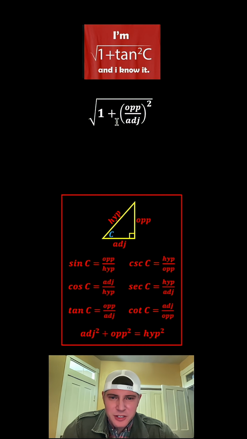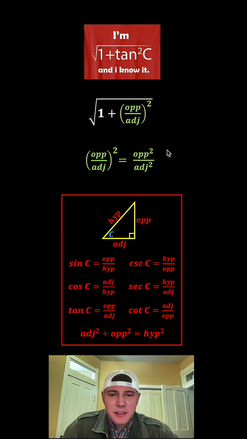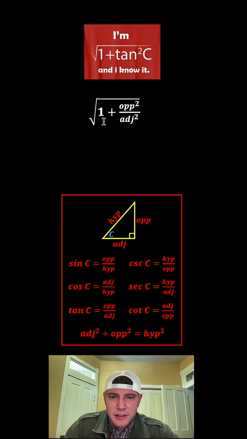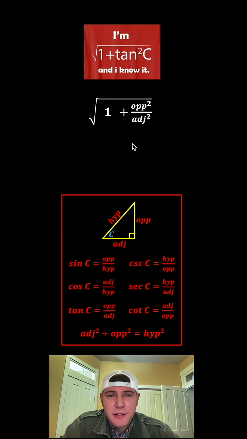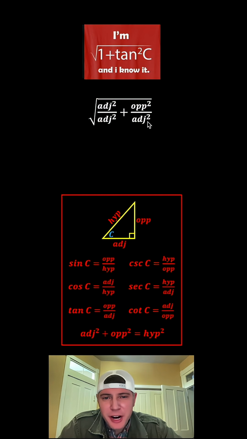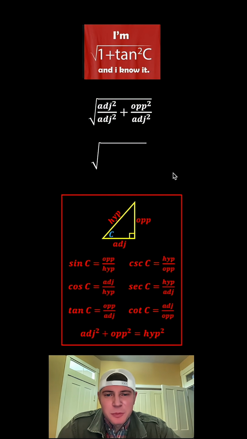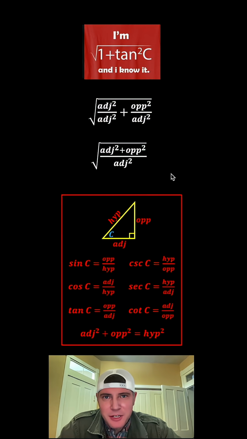And then next, let's focus on this whole thing. If you have a fraction that's being squared, that's the same thing as squaring the top and the bottom. So we can rewrite opposite over adjacent, squared, as opposite squared over adjacent squared. And let's change that here. Now we're trying to add a number to a fraction. The best way to do that is to give it a common denominator. So we can change this 1 into adjacent squared over adjacent squared. And now we have two fractions with a common denominator. We can express that as a single fraction with that same denominator. This changed into adjacent squared plus opposite squared over adjacent squared.